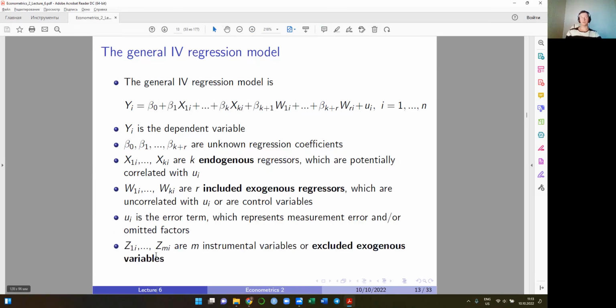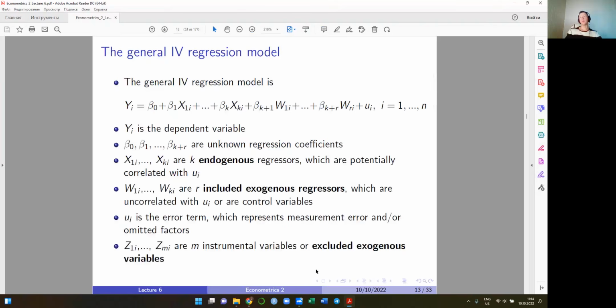And also we need to have a set of instrumental variables. And look, we have a set of m instrumental variables. So basically we have k endogenous regressors. We have r, it's not k, it's a wrong notation here. We have r control variables, and we have m excluded exogenous variables, which are instrumental variables.